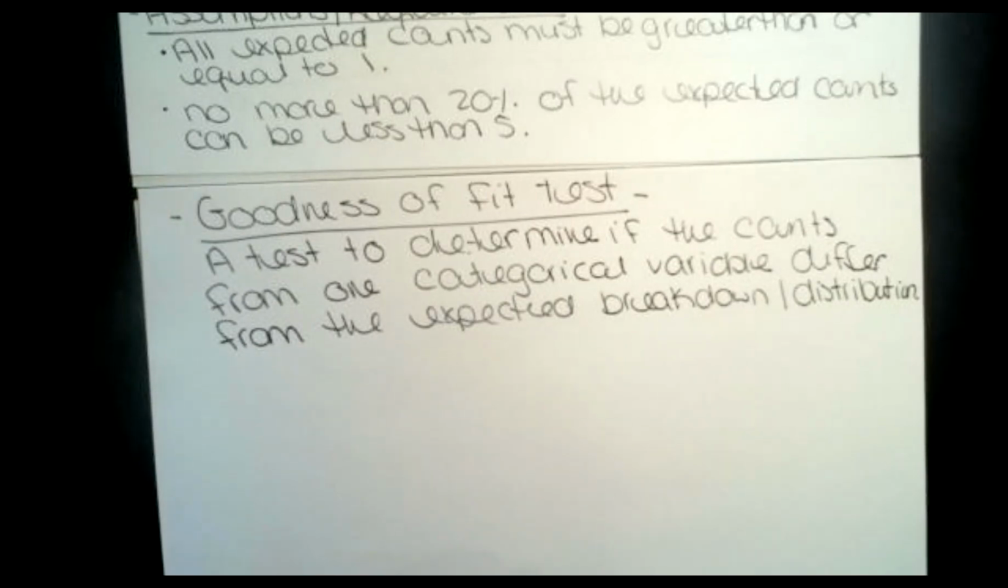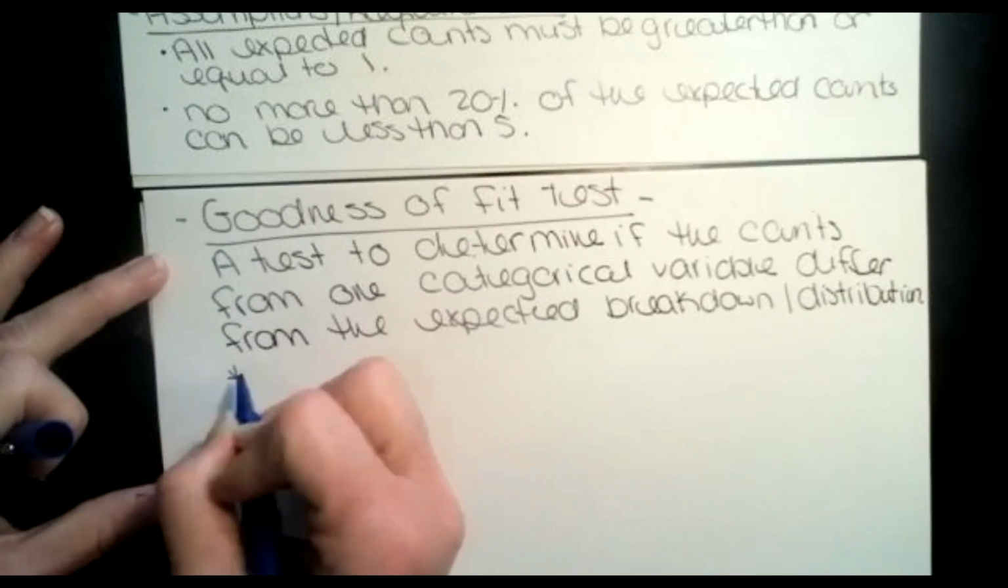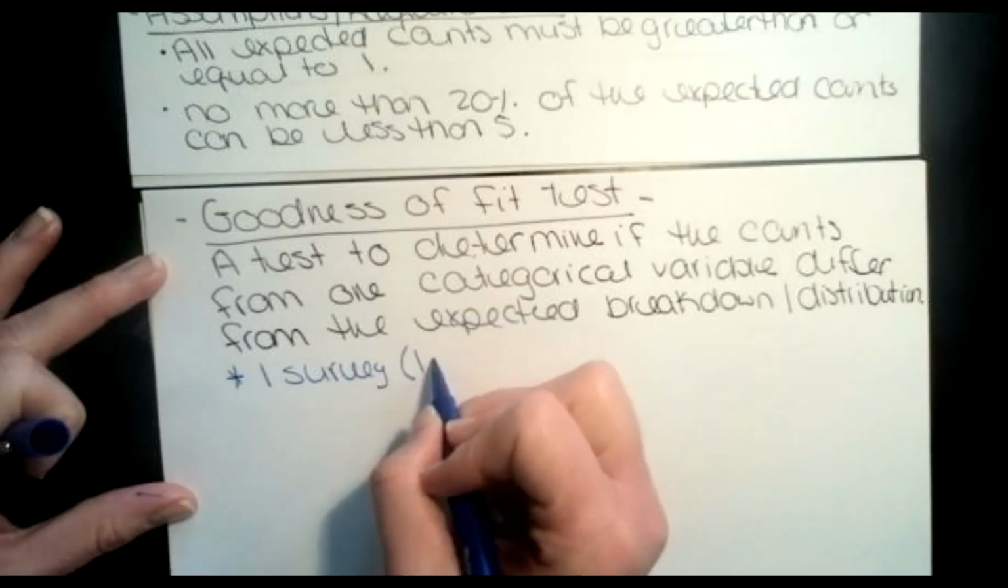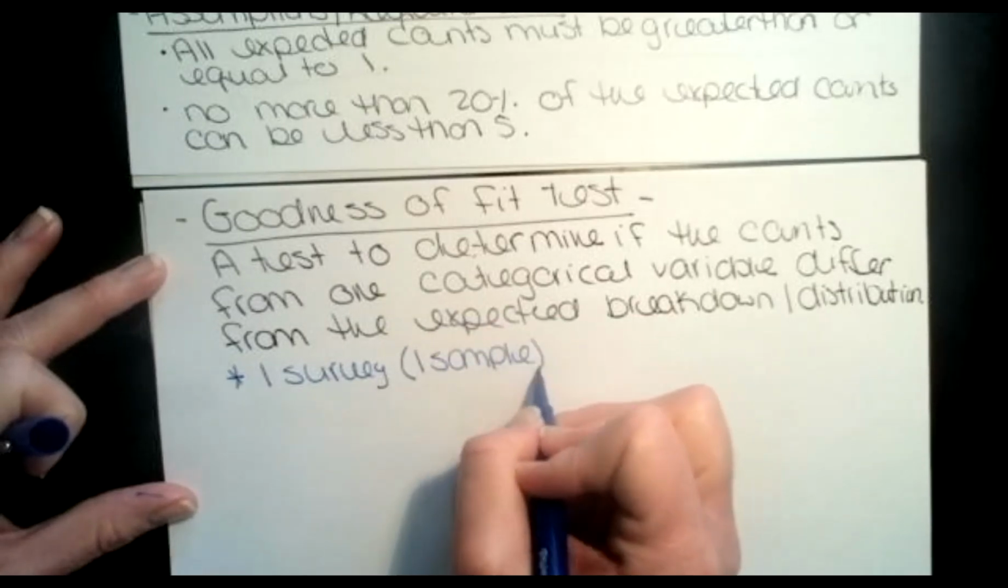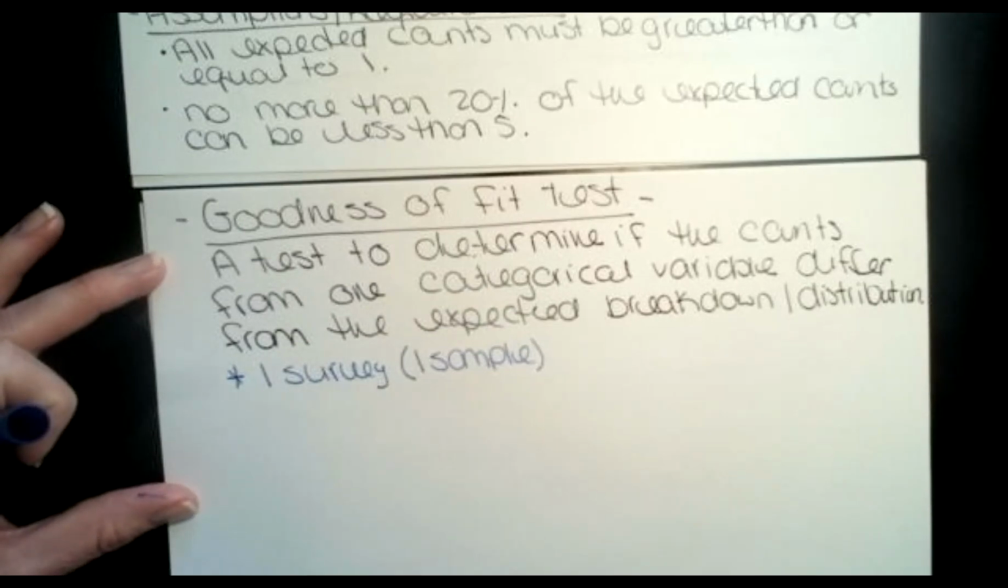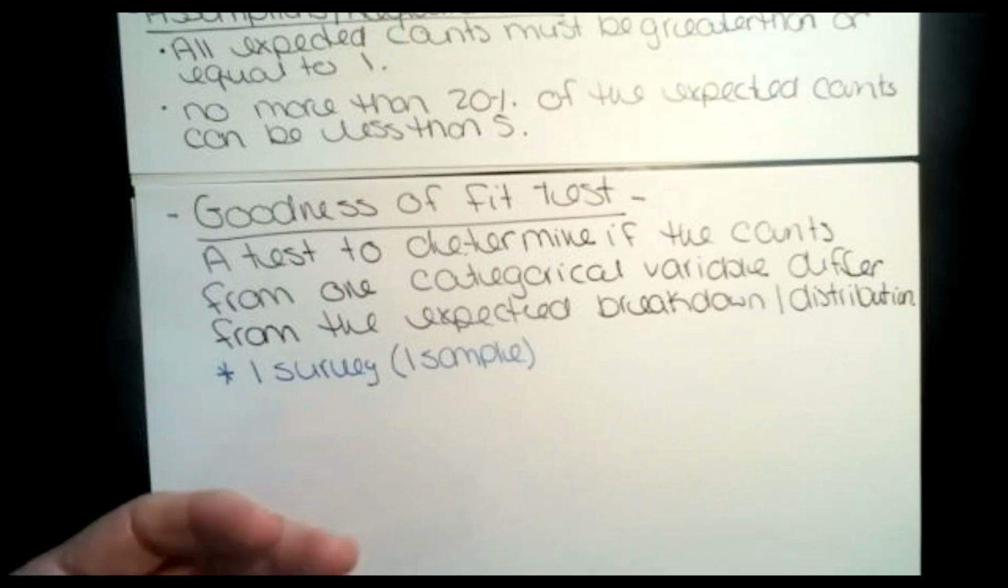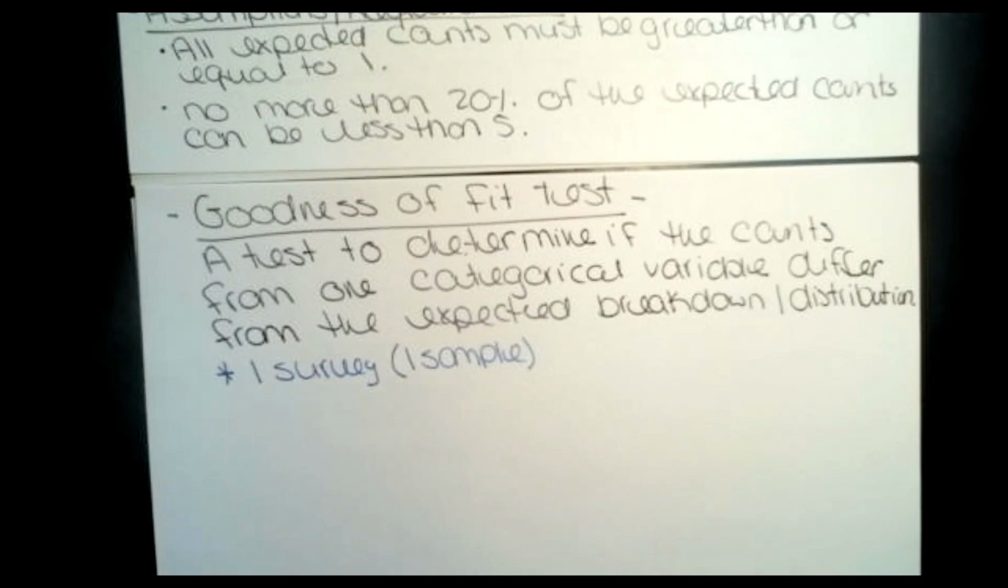I want you to realize what we're looking at here is we're still going to have one survey, so that means we have one sample. This is very important. We have to notice what type of data we have, meaning numerical or categorical, and right now we're focusing on categorical. But on top of that, we need to notice how many samples we have. Remember last week, we did one proportion test, that was one sample. Then I also did 2 proportion tests, that was 2 samples, 2 different populations.